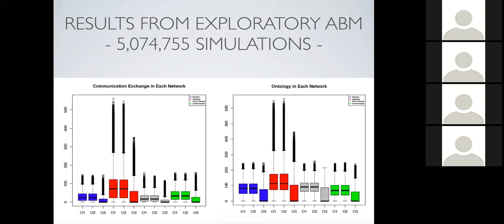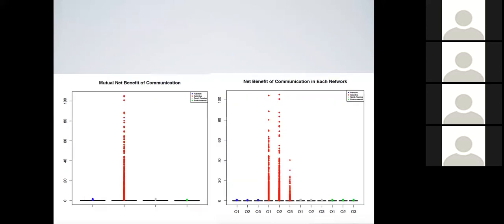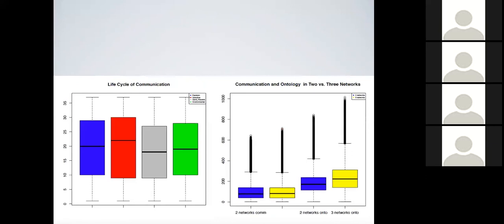the highest range of the data, meaning the highest mean and the highest variance in the data. And the same when it comes to the net benefit of communication, either for each network or for the entire system, it's always the selective method of communication. And when it comes to the life cycle of communication, meaning for how long these networks live, again, they live longer when they communicate selectively.